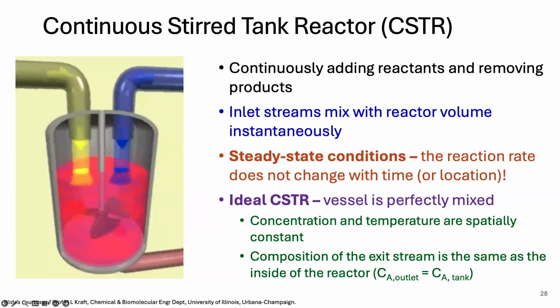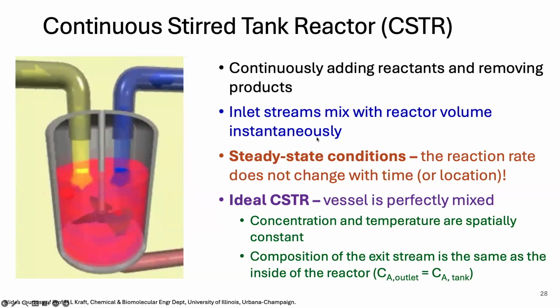The next major type of reactor that we'll be talking about is a continuous stirred tank reactor, the CSTR. This operates differently than a batch reactor, although the vessel sometimes can look the same. However, in this case, we'll be continuously adding reactants and continuously removing products as they're made. Our inlet streams will come in and mix in the reactor instantaneously, and products will be coming off the bottom.